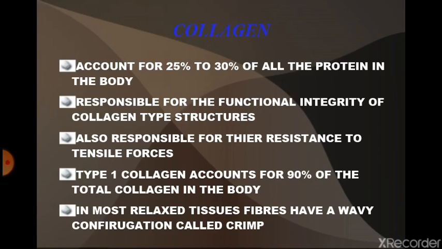Now let's brief about collagen. It accounts for 25 to 30% of all protein in the body. It is responsible for functional integrity of the structure and resistance to tensile forces in the muscles. It accounts for 90% of total collagen in the body, and in relaxed tissues, they form a wavy configuration called crimp. Crimp is an important 2-mark question in university exams.